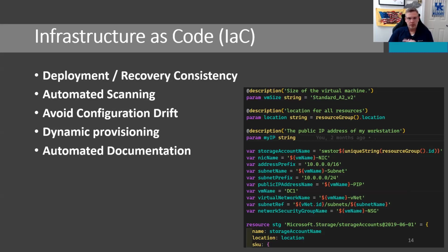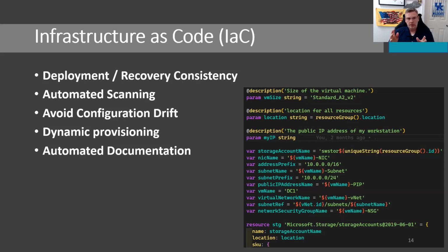Anyway, infrastructure as code. What we're trying to get to is deployment efficiency and recoverability. So if a ransomware attack happens, we can quickly recover. All we need to do is pull our resources out of code. Now, obviously, there's a lot of intricacies and nuance there, but you get the idea. It enables us to do automated scanning and avoid configuration drift.